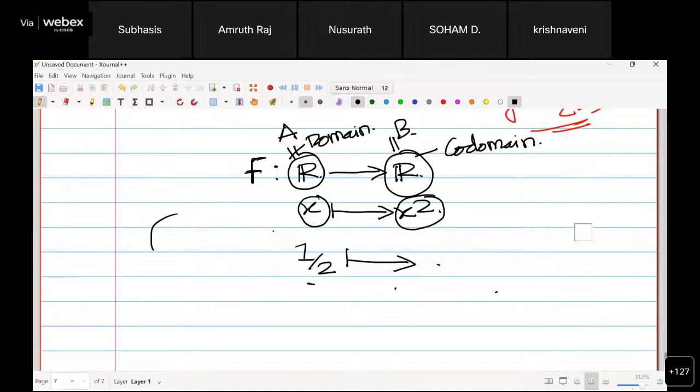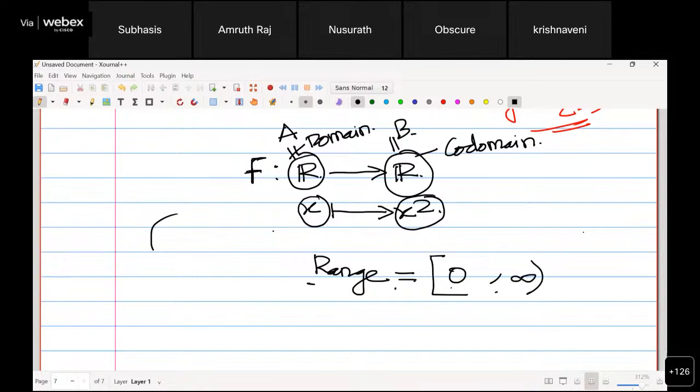So the range of this function is the closed interval 0 to infinity. Because if I take 0, then I will get 0. So 0 will come in the range. So the range of this function is 0 comma infinity.